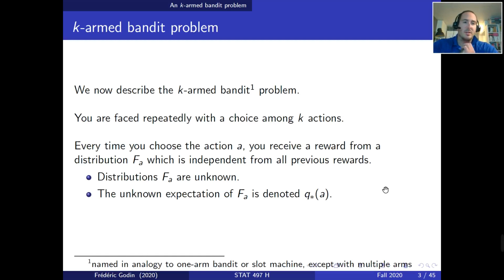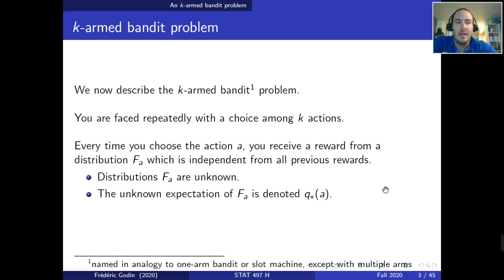So now we will describe a bit more thoroughly that K-arm bandit problem. Why is it called K-arm bandit? Well, it's an analogy to a one-armed bandit, or slot machine, except that there are multiple arms. In a slot machine, you have one arm that you pull. Here you have K possible arms from which you can pull. This is why we're going to call it K-arm bandit.